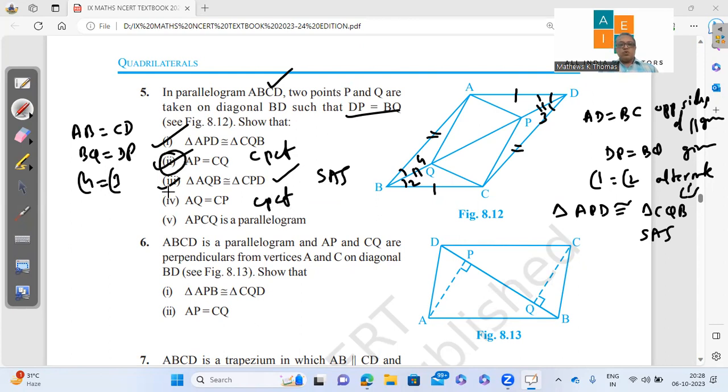So from 2 and from 4, we can say it's a parallelogram. From 2 and 4, we have already proved, second, AP equal to CQ. We have already proved AQ equal to CP. So from 2 and 4, we can say that APCQ is a parallelogram. Why? Because if opposite sides are equal, if a pair AP equal to CQ, that's one pair, and the second pair AQ equal to CP, both pairs of opposite sides are equal, then that figure is a parallelogram. So that's question number 5.